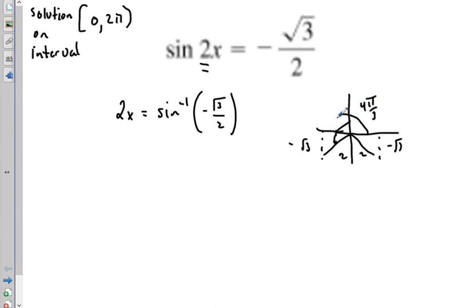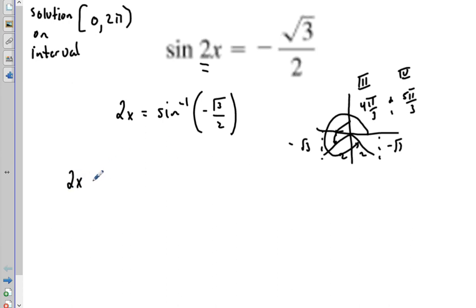We can go all the way around here, and we also have 5 pi over 3. 5 pi over 3 is our other one, and that's in the fourth quadrant. So here's our third quadrant, and here's our fourth quadrant angles. And so we're going to write those out.